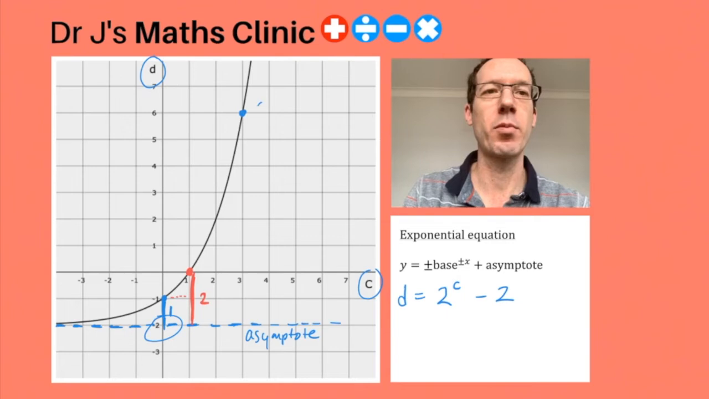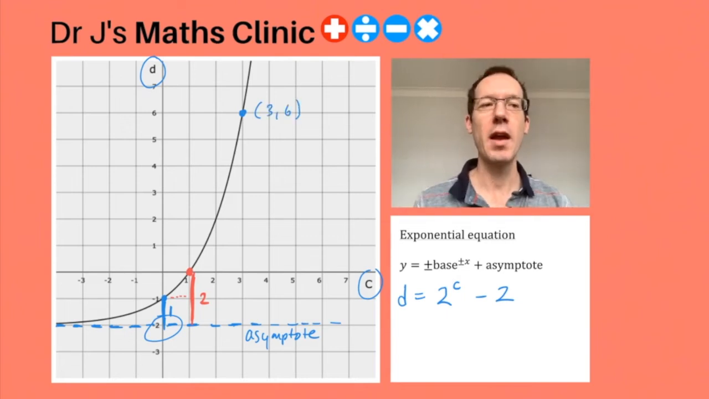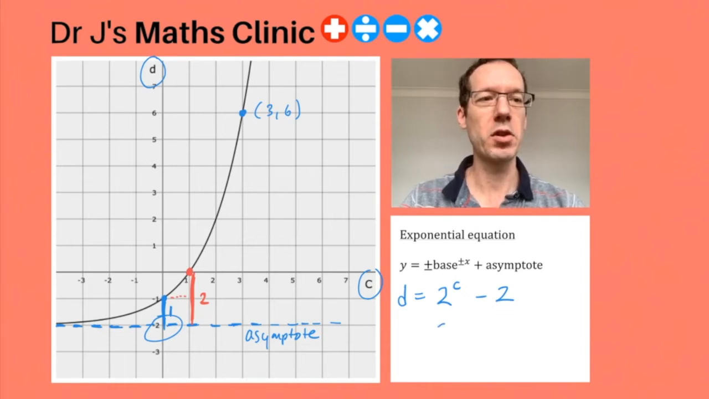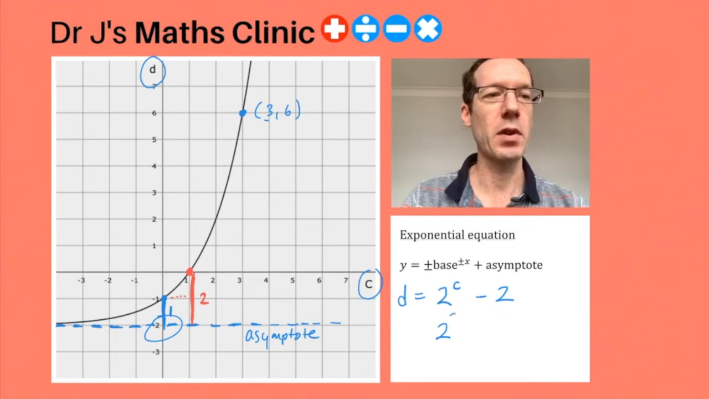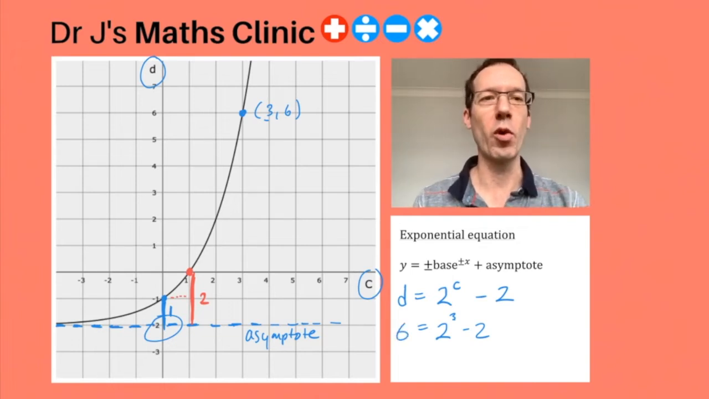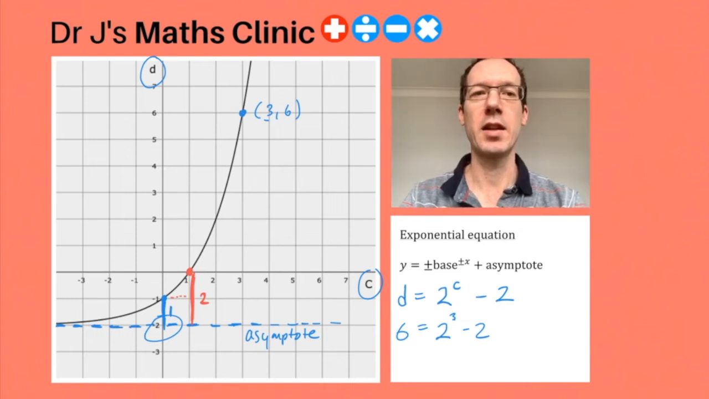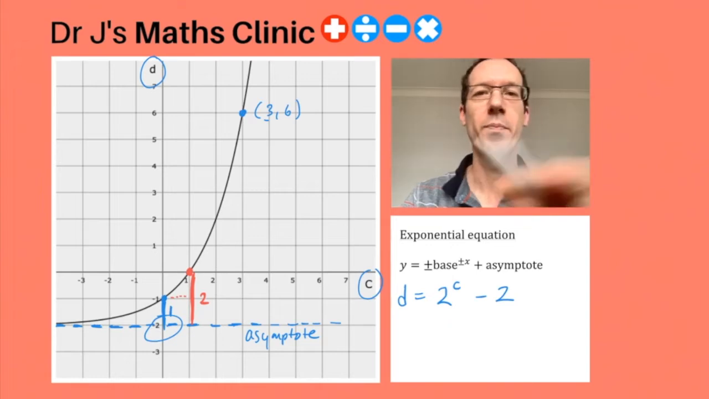That point, by the way, is the point 3, 6. So let's see if that actually works. What happens if I go 2 to the power of the c, which is 3? So what if I go 2 to the power of 3 minus 2? Do it on a calculator, you actually get 6. And that's perfect, that works. When you use c equals 3, you get d equals 6. I know I've got the right equation, okay? But I'll just rub that out so we don't need it anymore.